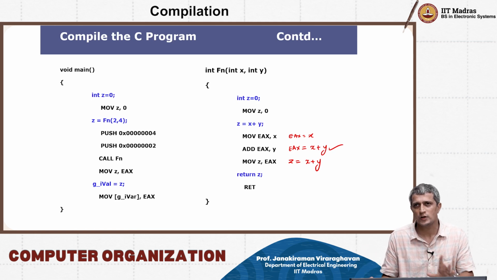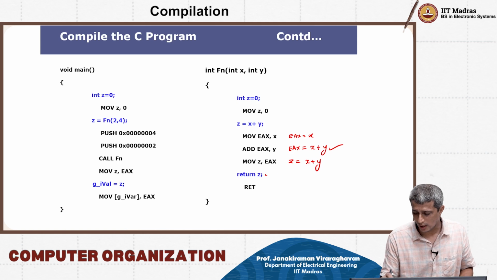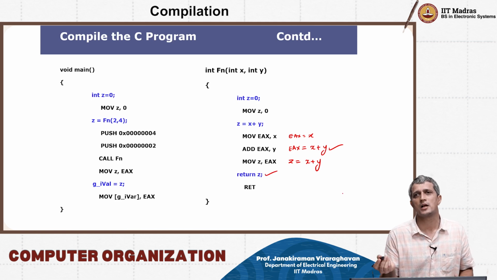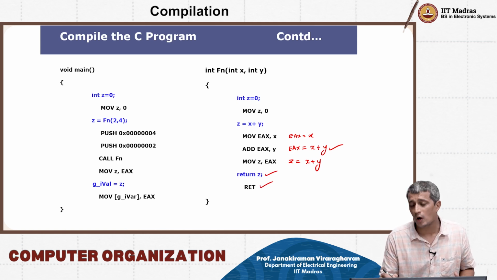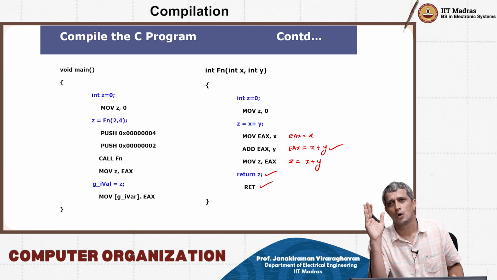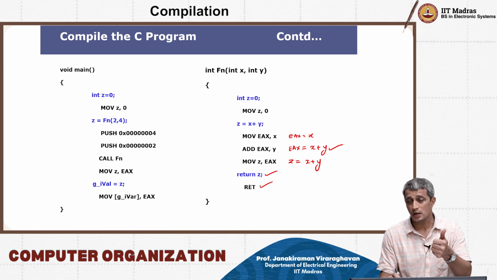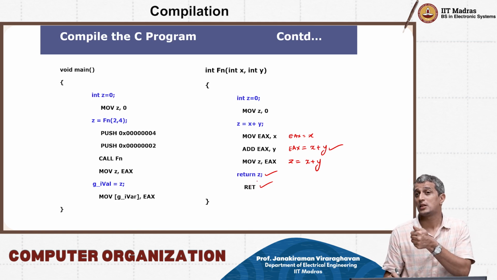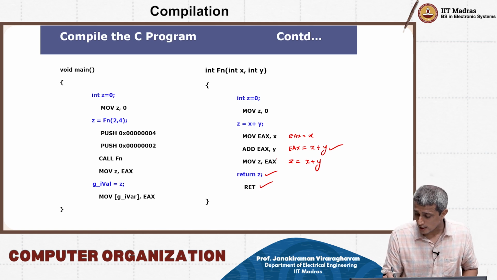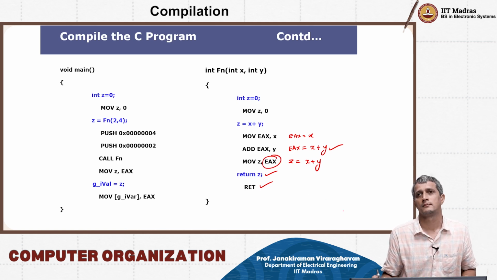And then after that, you encounter the return z statement. What does that translate to? It translates to RET. Basically, there are two things. One is return and other is z. That's the local variable z. So that is going to be already sitting in EAX. And therefore, for that return z, I don't have to explicitly do anything.